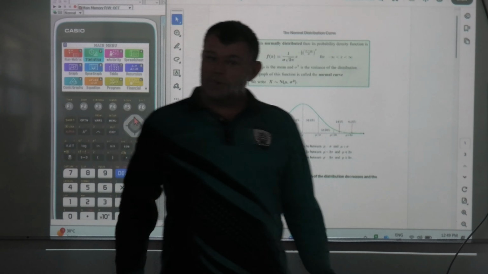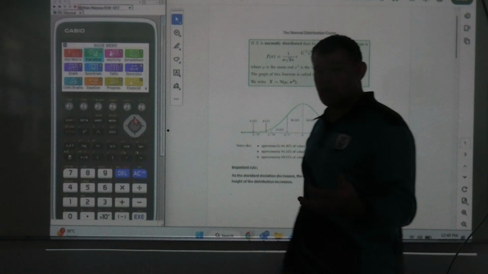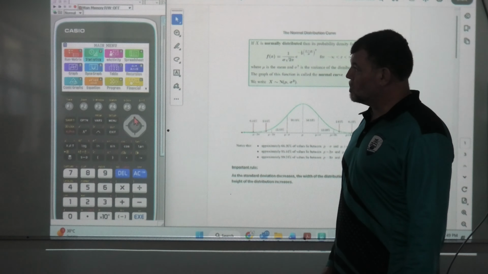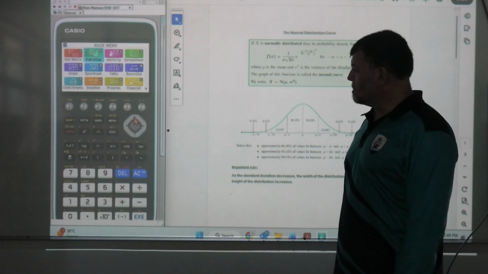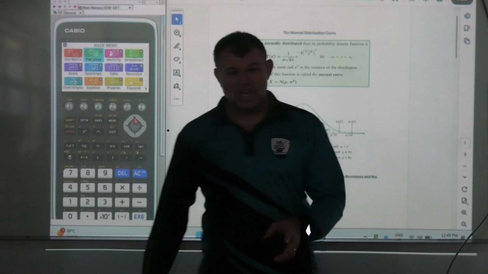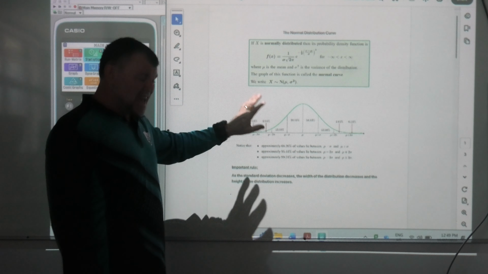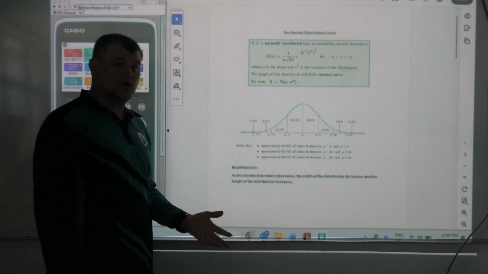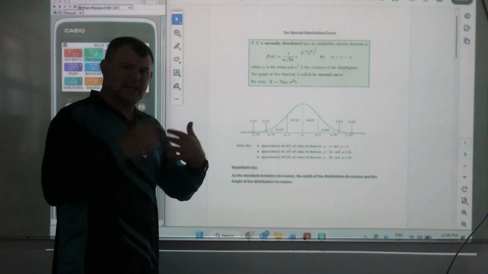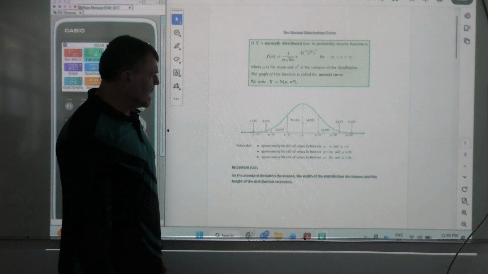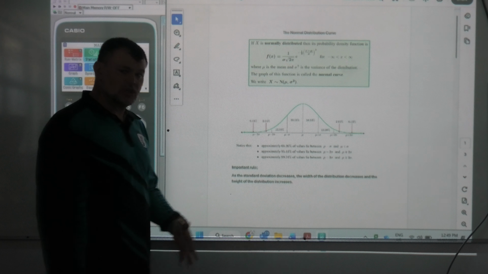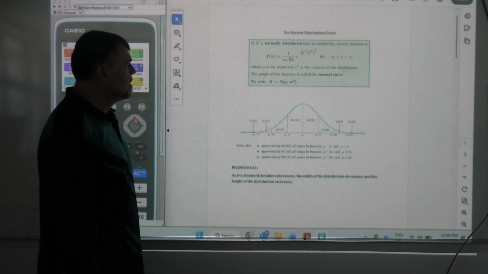Hello, in this lesson we're looking at a normal distribution curve, but this time we're looking at it in terms of using a calculator. So when it comes to calculator functions, it's really important that we use our knowledge of the distribution curve, so that the answers we get make sense for what we're looking for. So when we're looking at the normal distribution curve, let's have a quick recap of what we've looked at.